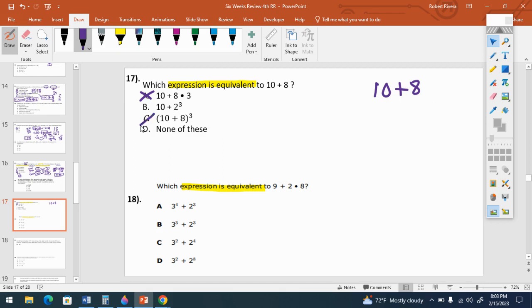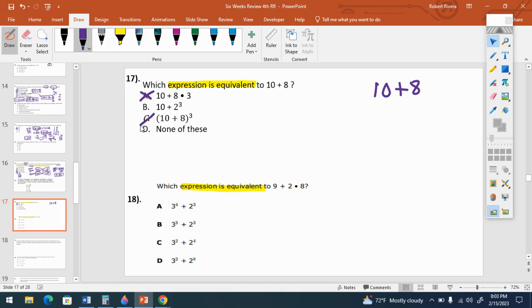So right now B kind of matches, but we don't know what that means. We have to figure it out. None of these was once we check this guy, we can check if it's none of these. So I'm going to get that 10 plus 2 to the third power. And the only one that we need to figure out is this guy. What did I tell you about exponents? You go to the side. 2 to the third power. What does it mean? It means 2 times 2 times 2.